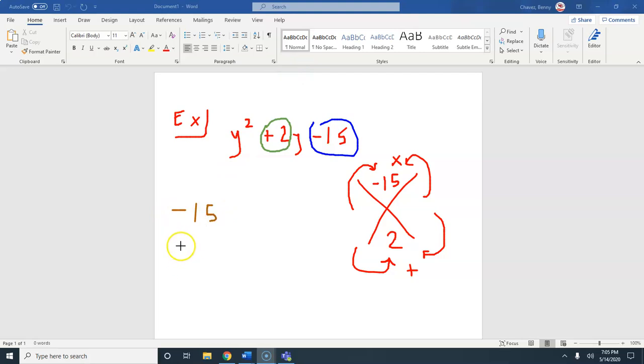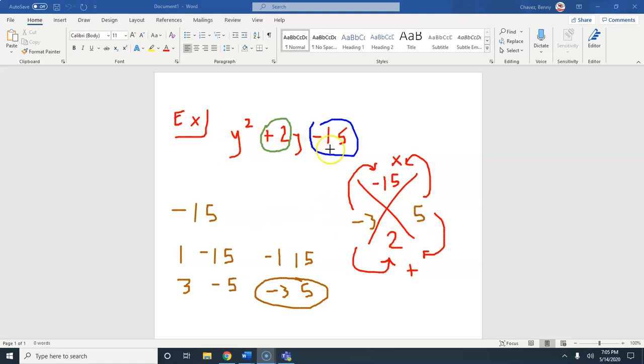So you have 1 and negative 15. You have 3 and negative 5. Okay, that's obviously not the only ones. You have to flip the negatives. So negative 1 times positive 15 and negative 3 times positive 5. So when you look at all these options, only one adds to positive 2, and that's this one. So negative 3 and positive 5.